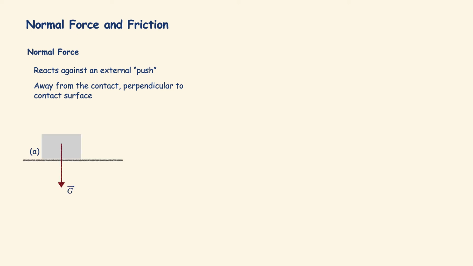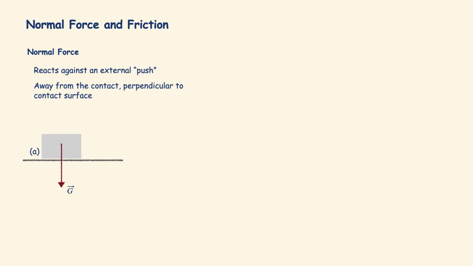So what we call the normal force is a force that always reacts against an external push. And it's always away from the contact, in a perpendicular direction to the contact surface. Let me show you a couple of examples to illustrate what I mean by that. The most common scenario you're going to see is a box placed on the ground or on a table or some horizontal surface.